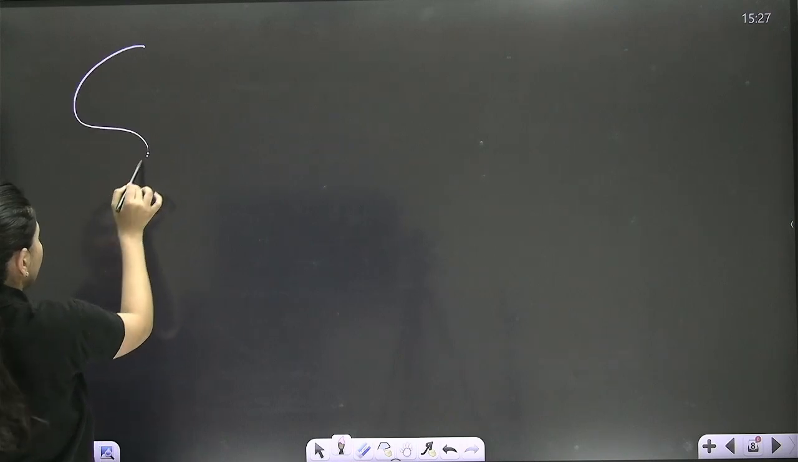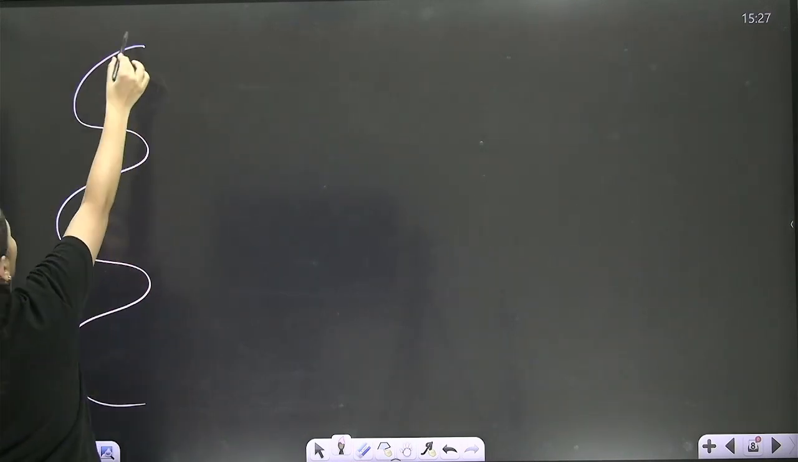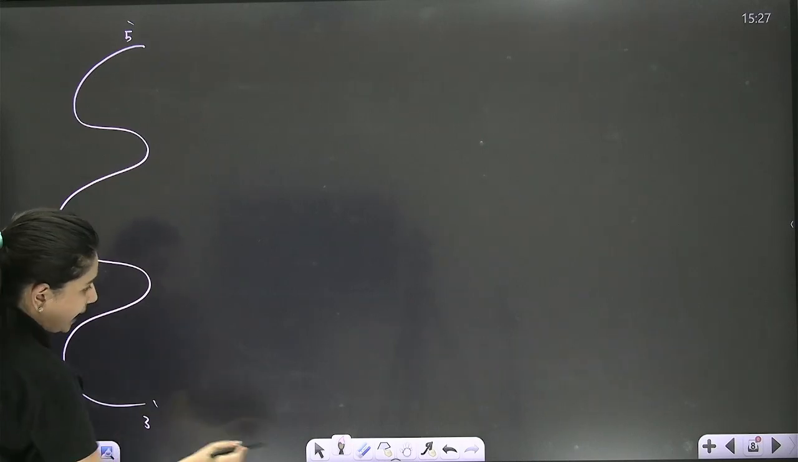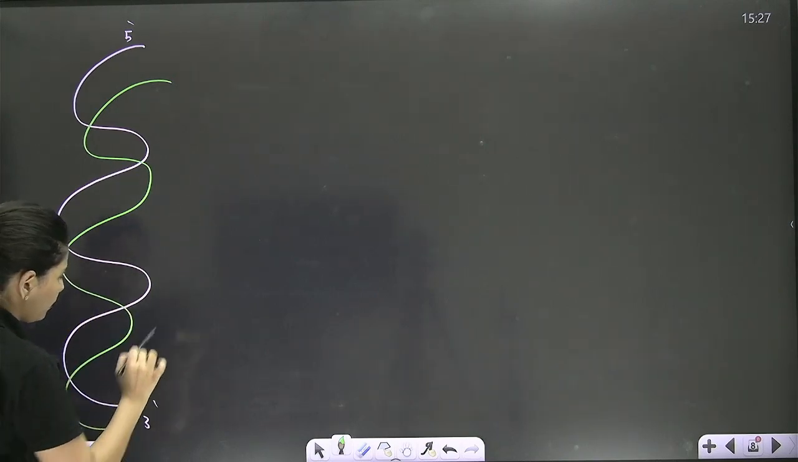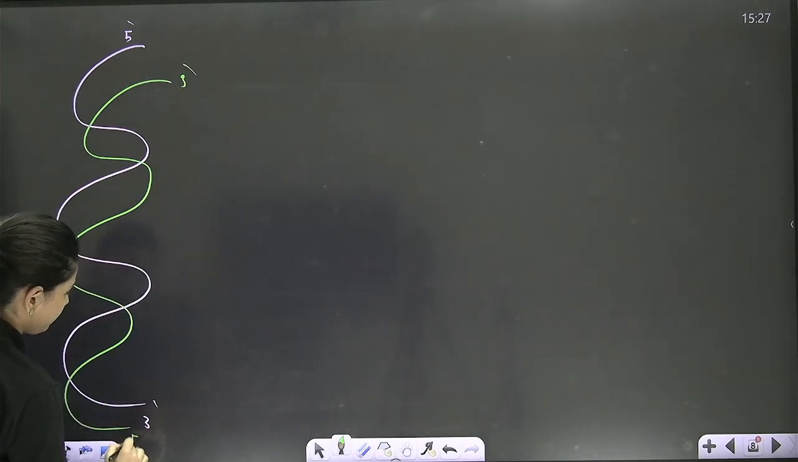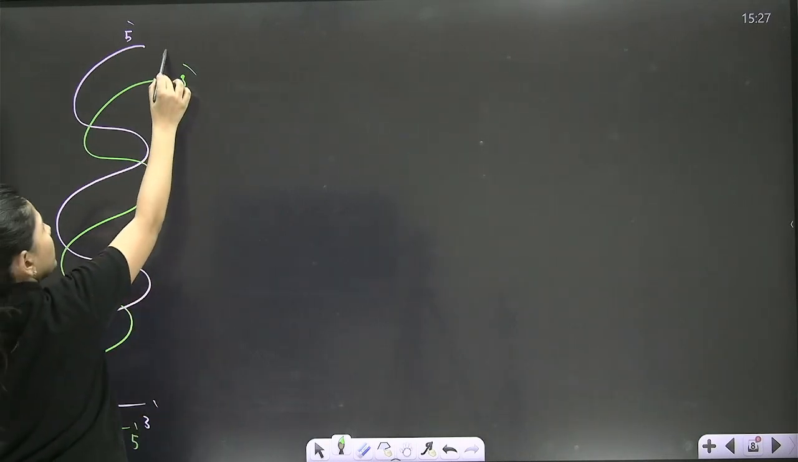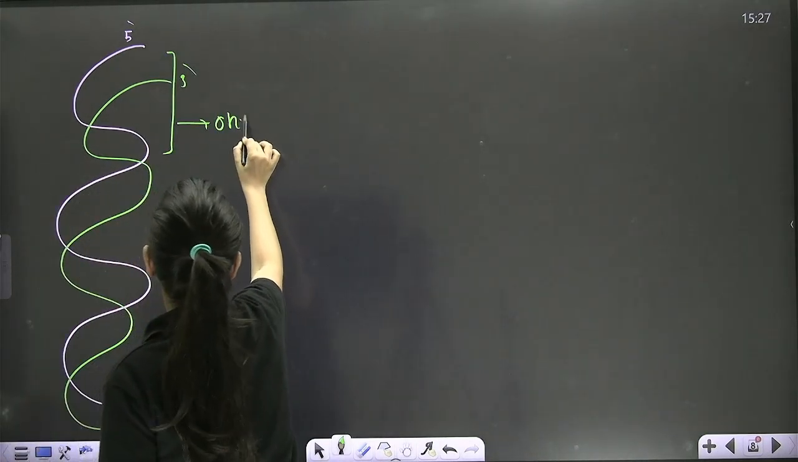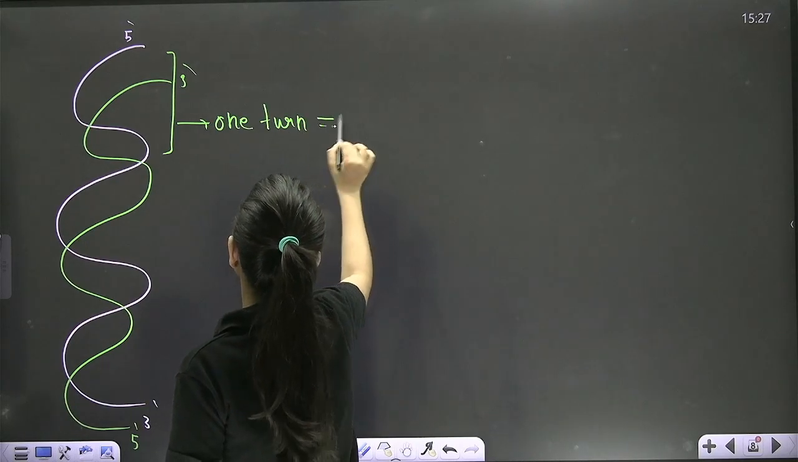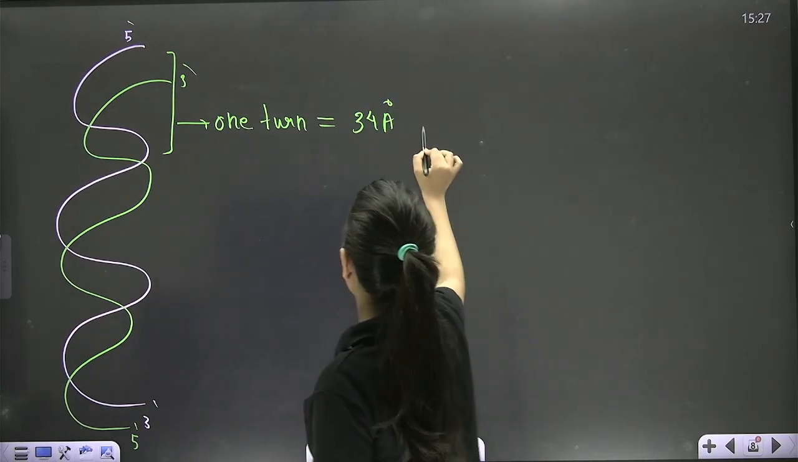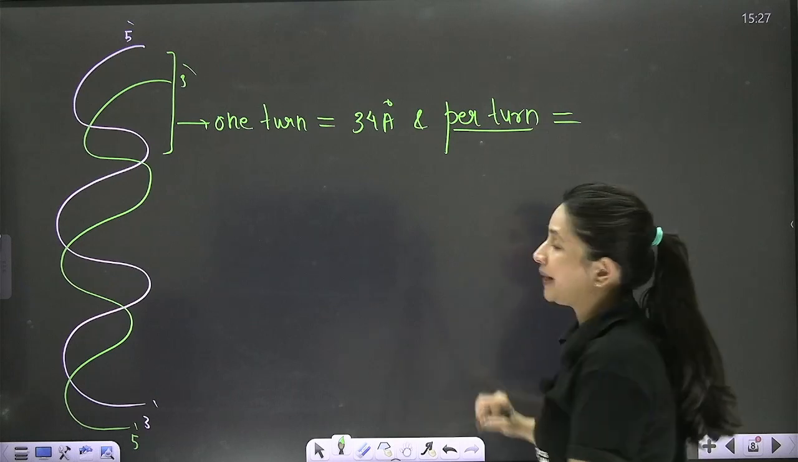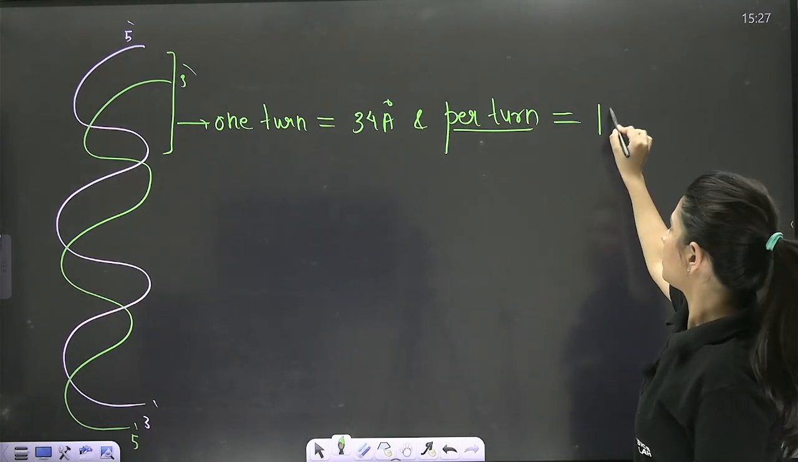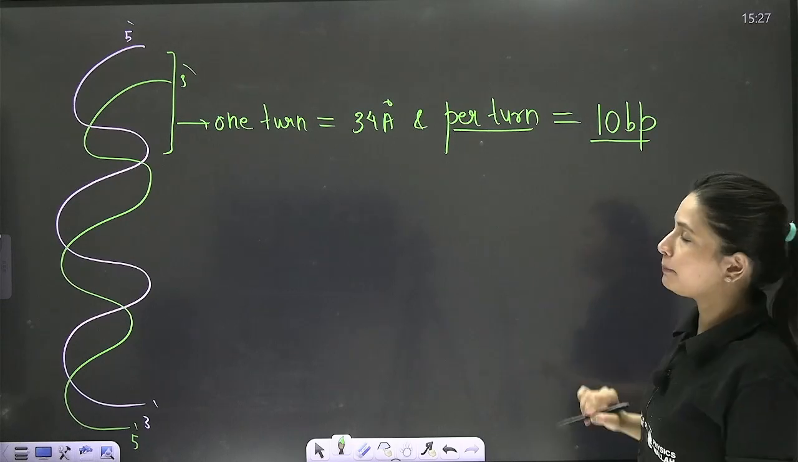Now let's see how this structure will look. So there are my two strands of DNA. This is one strand whose polarity, if it is 5 prime to 3 prime, then the other strand will be helically coiled and its polarity will be reverse, 3 prime above then 5 prime below. Now this is one turn. According to Watson and Crick, for one turn the distance will be 34 angstrom, and per turn the total number of base pairs present will be 10. So how many base pairs will be present per turn?